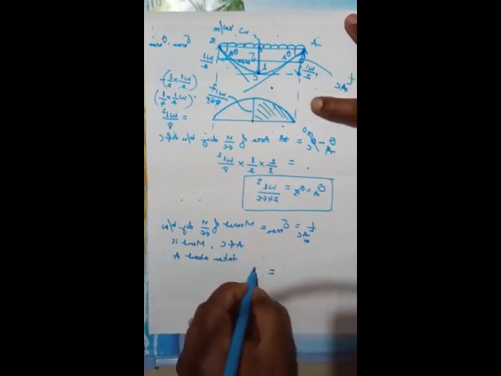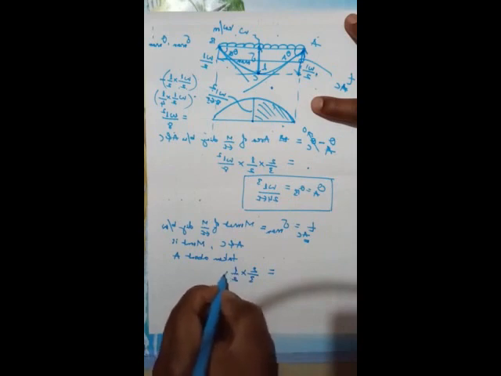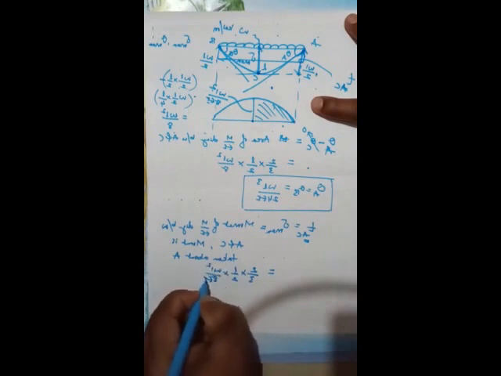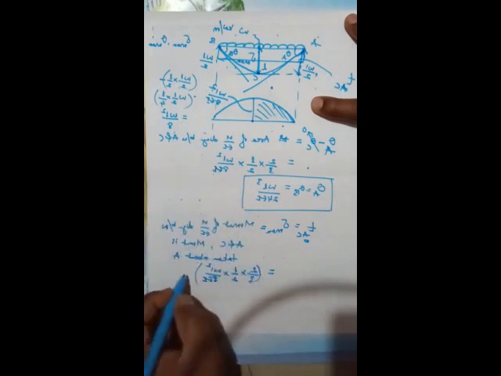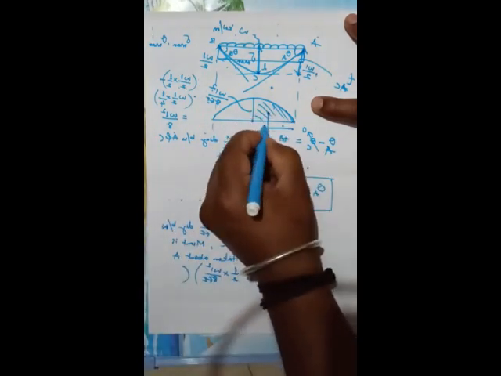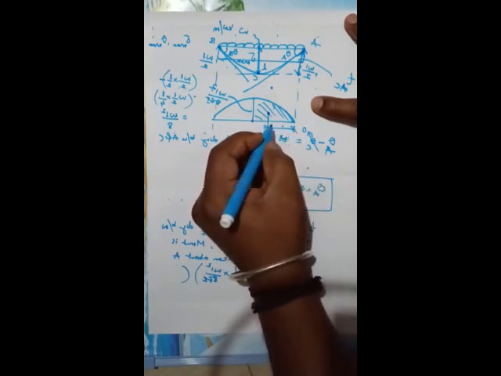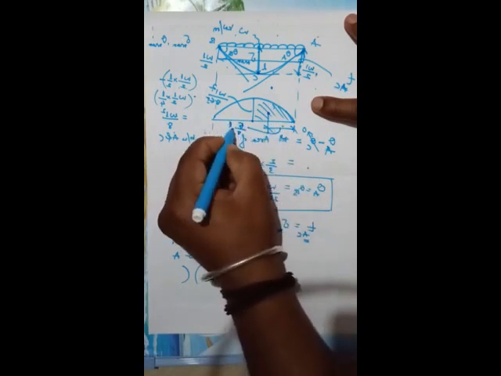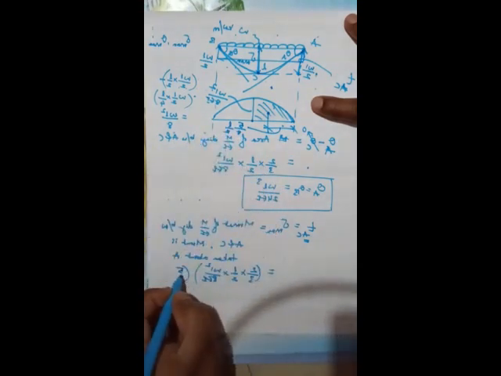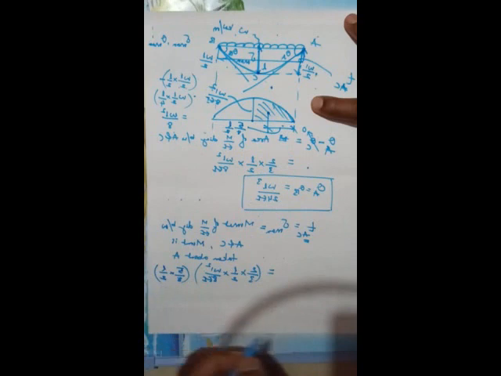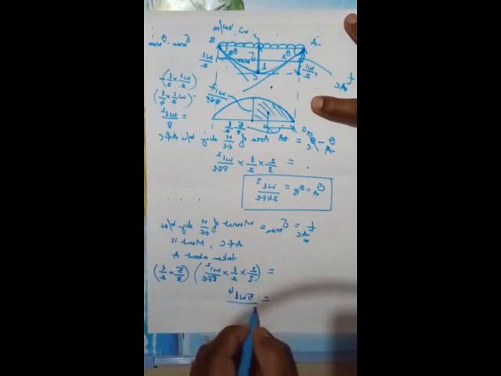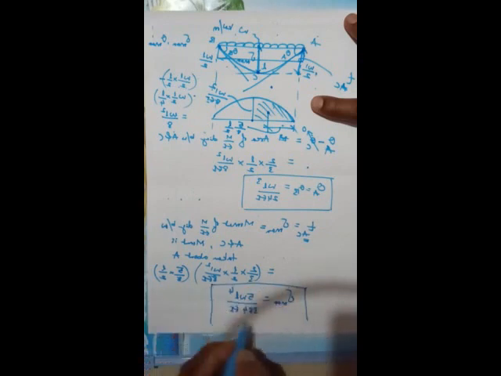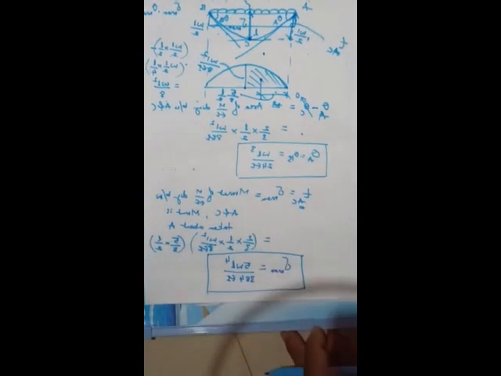So the area is 2/3 of base into height, divided by EI, into the perpendicular distance from here to here, since you are taking moment about this point. This distance is 5/8 of L by 2. Simplify this and you will get delta max equal to 5WL to the power 4 divided by 384 EI. I hope you are aware of this notation in strength of materials.